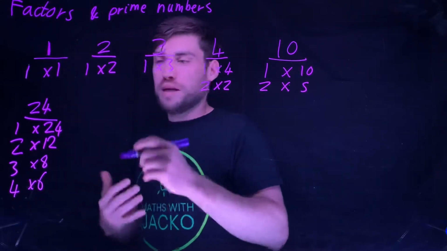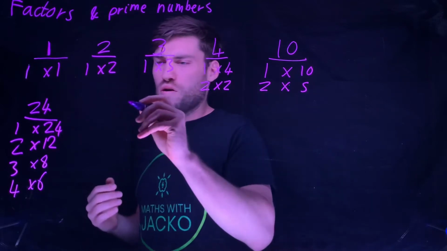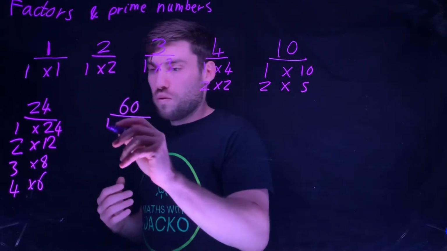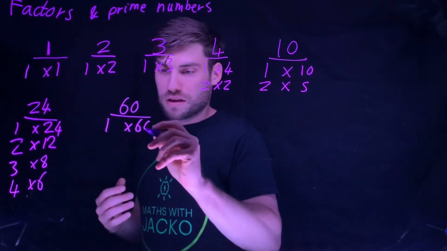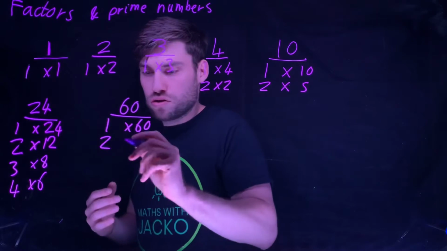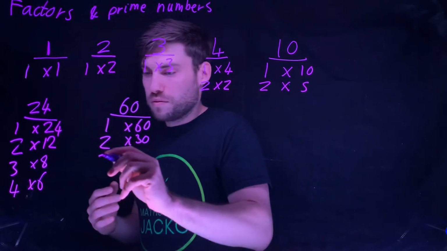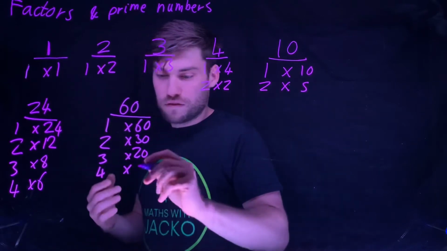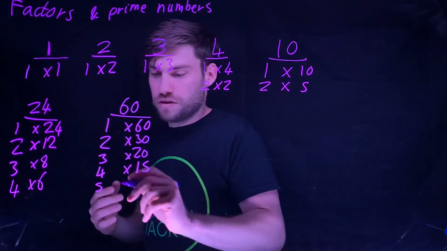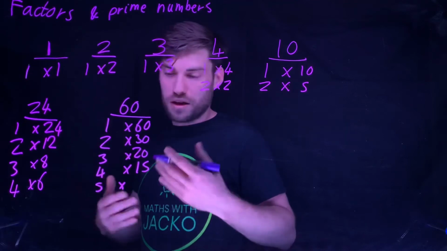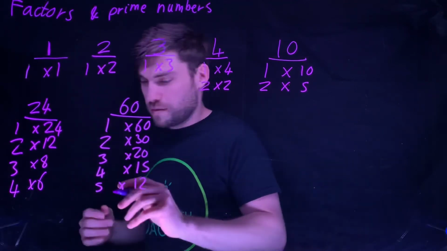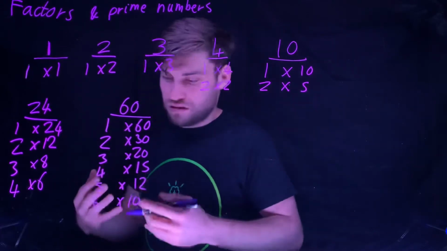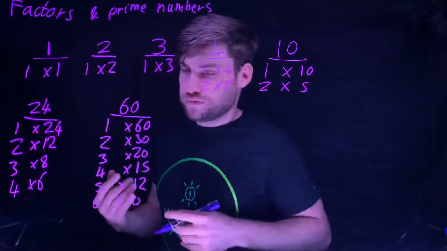Right, let's go for a big number, let's go for 60. In a way you can easily miss numbers. So you go 1 times 60, the easiest one, 1 and 60. 2 times 30. Then we go to 3 and 20. So you keep going. 4 goes into it, and that's 15. Does 5 go into it? Yes, it does. 5 goes into it 12 times. And 6, 10 times. Then does 7? No. Does 8? No, it doesn't.